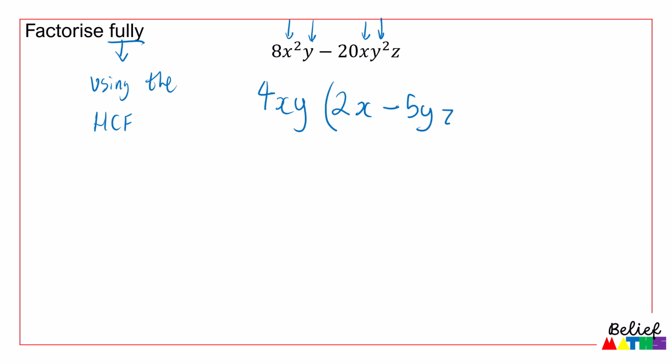And we haven't taken the z out. So our final answer to this question is 4xy bracket 2x minus 5yz.